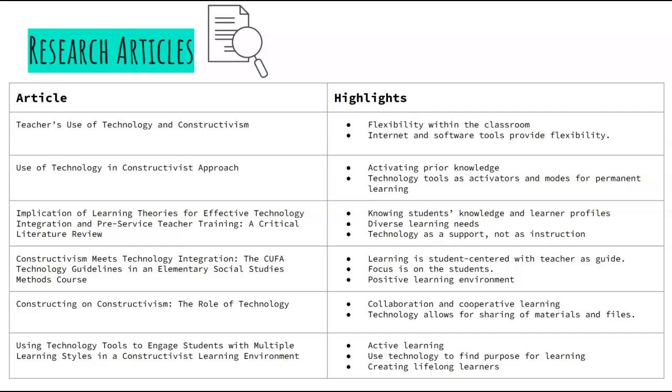And the last article, Using Technology Tools to Engage Students with Multiple Learning Styles in a Constructivist Learning Environment. This one talked a lot about active learning, using technology to find purpose for their learning. And then active learning is just really creating a lifelong learner. How can they find purpose in it to use it in the future and have engagement enough to continue the learning process and be active within it.